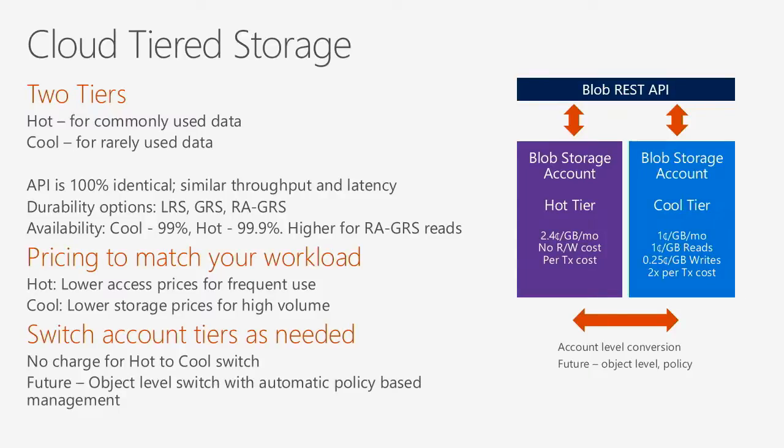So today you set this at the storage account tier. You can change the tier of a storage account from cool to hot and hot to cool. If you move it to cool, it's no cost. If you move it back to hot, you essentially pay the price of reading each object one time to move it back to hot.